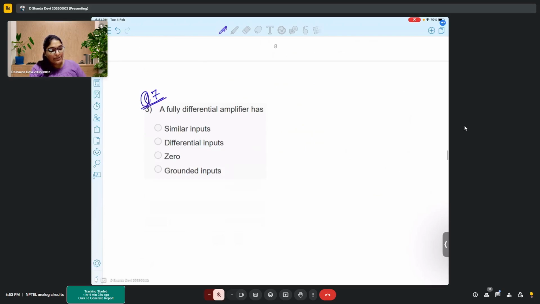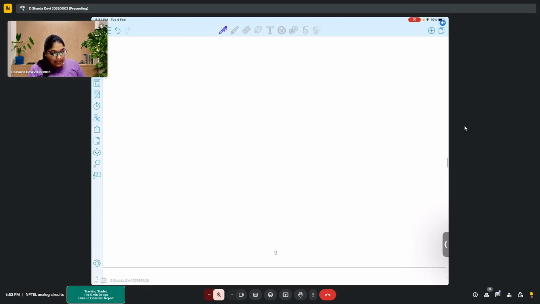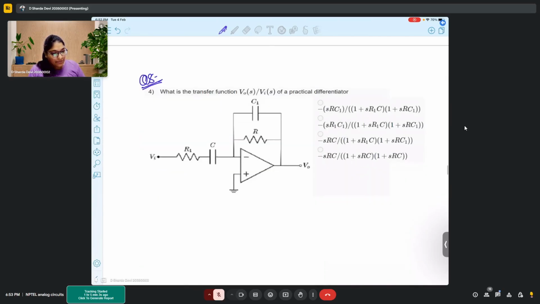Okay, so in this question, it is asked: a fully differential amplifier has what? Similar inputs, differential inputs, zero, grounded inputs. What does a fully differential amplifier have? We just discussed it right now, right? It has differential inputs and also differential outputs. Here outputs were not mentioned, but still it will also have a differential output. Okay? All right. Let's move to the next problem.